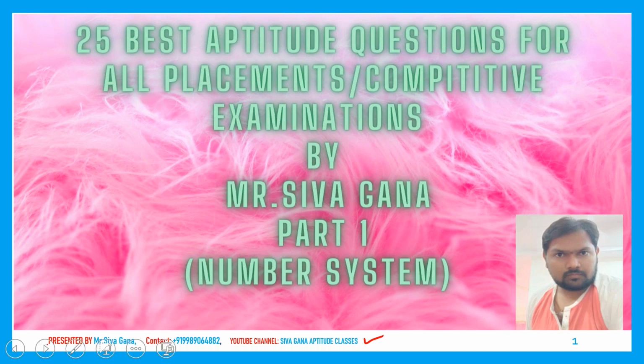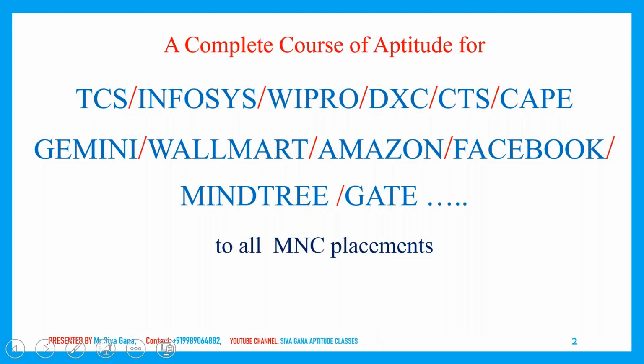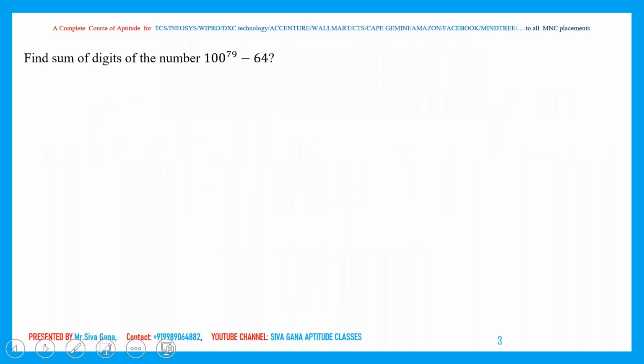Let us start the first question. Find the sum of the digits of the number 100 power 79 minus 64. This is a previously asked TCS question, right?